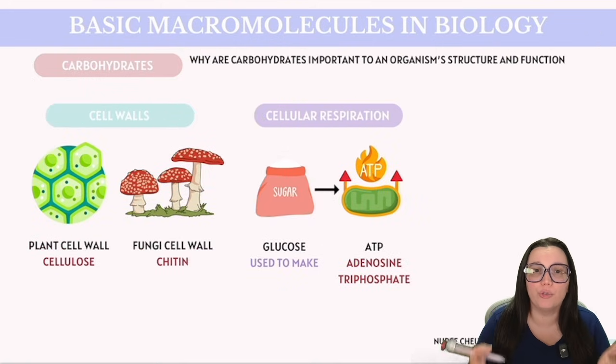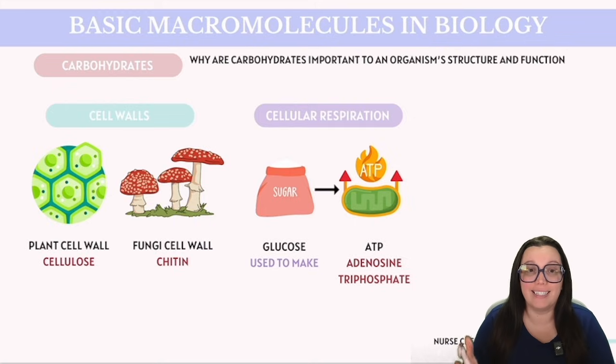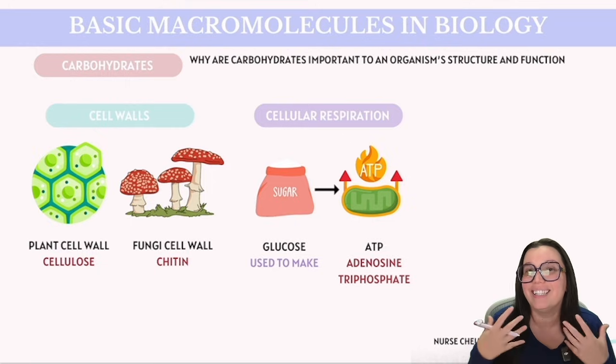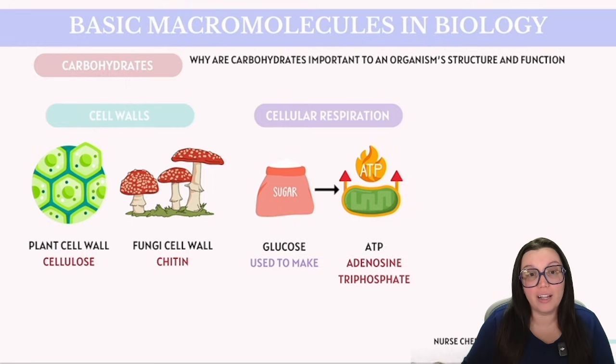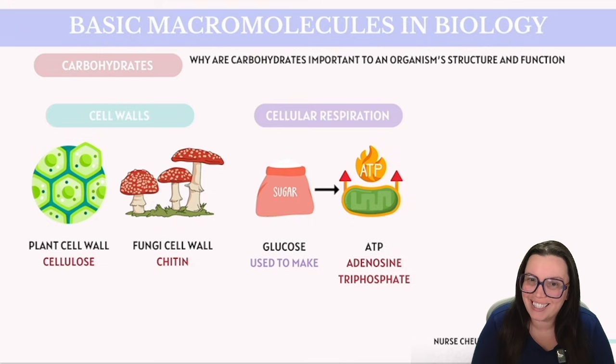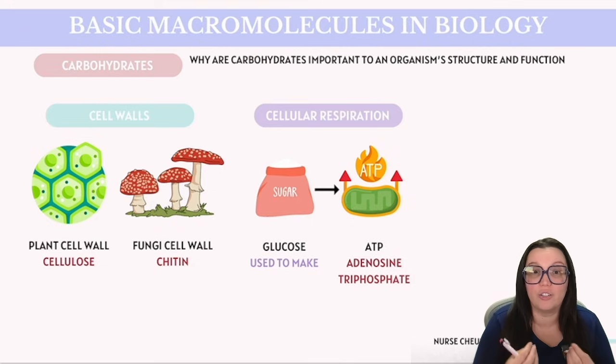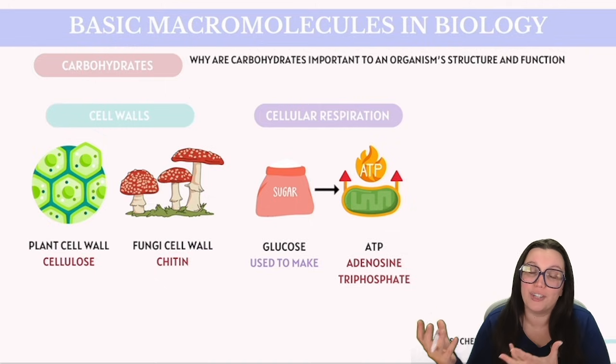Carbohydrates play a crucial role in the structure and function of cells across various organisms. For instance, plant cells have cell walls composed of specific carbohydrates called cellulose. Similarly, fungi have cell walls made of a carbohydrate known as chitin, which interestingly is also the material that forms the exoskeletons of insects.